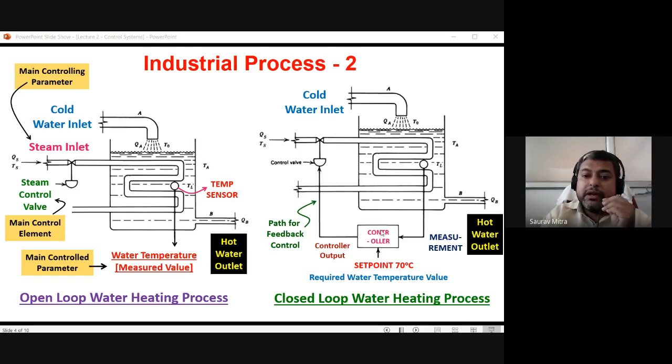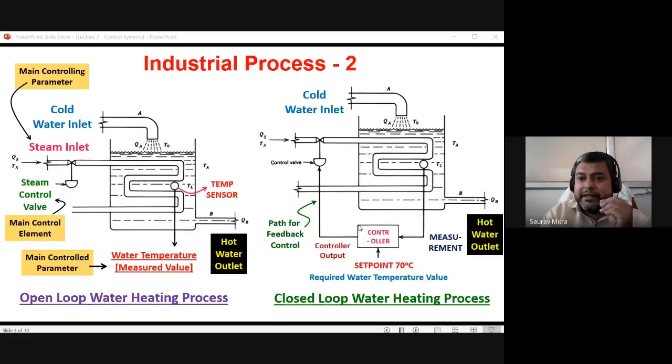Now the controller will compare these two. The controller will compare how much the water temperature is now, which is measured by the TL or temperature sensor. Suppose it is 60 degrees. And what is the set point? The set point is 70 degrees. That means the required temperature is 10 degrees more. So the controller will take the decision.